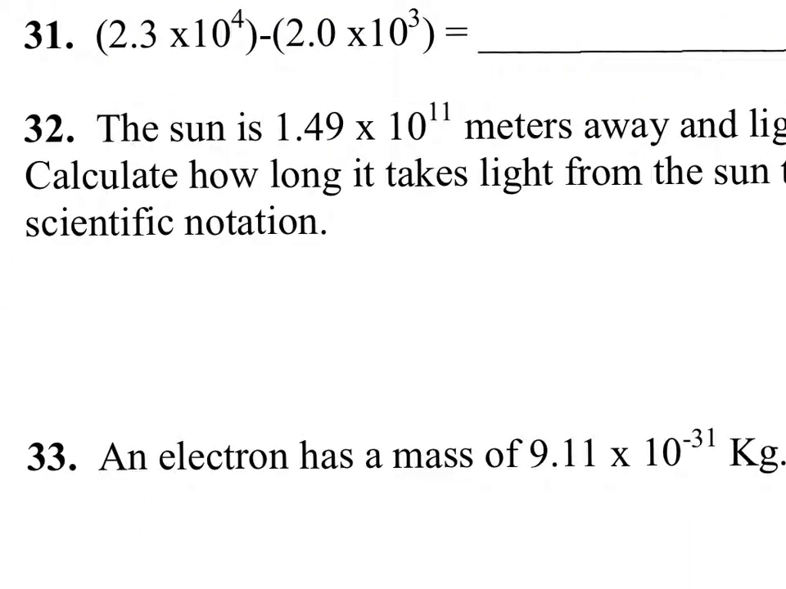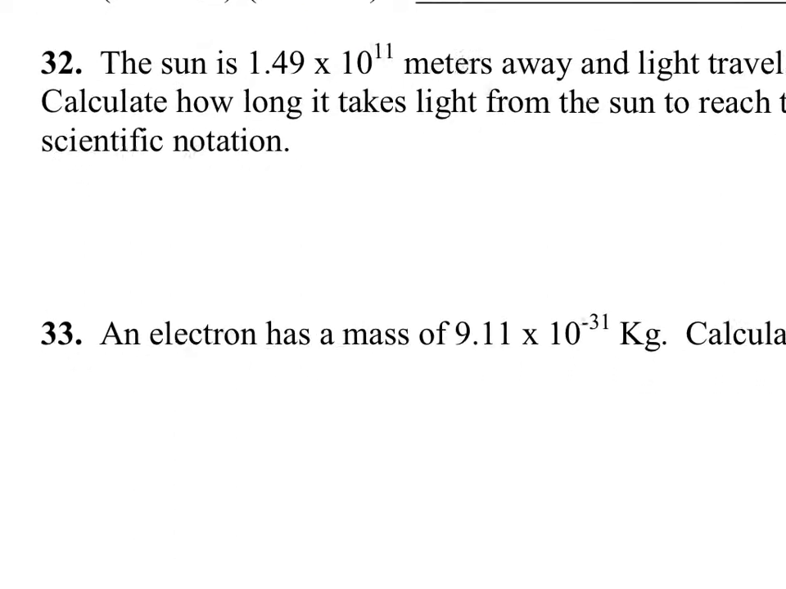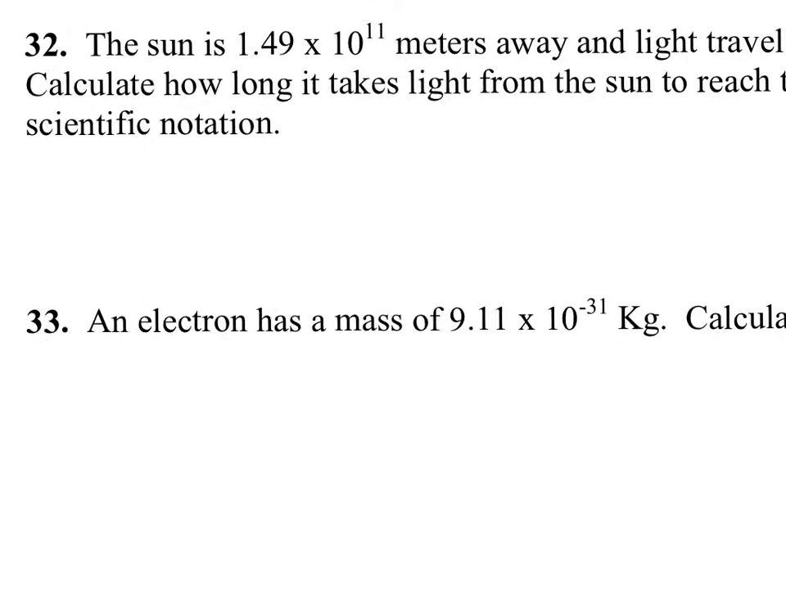Now let's move on to the word problems. Number 32 says that the sun is 1.49 times 10 to the 11th meters away, and light travels at 3.00 times 10 to the 8th meters per second. Calculate how long it takes light to reach the sun, or to reach the earth. Express your answer in scientific notation.